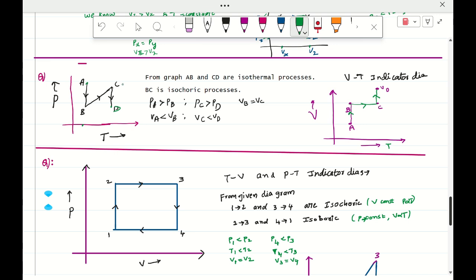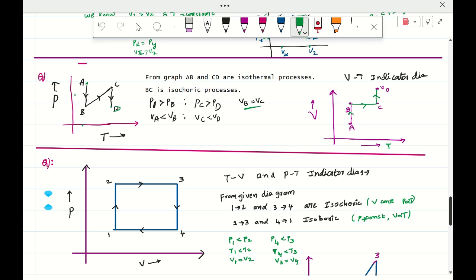CD also has T constant. B to C, the P by T slope. P by T slope means 1 by V. The slope of 1 by V is constant. And PB is equal to PC. Oh, sorry, VB is equal to VC, because the slope of P by T is 1 by V. Therefore, VB is equal to VC.